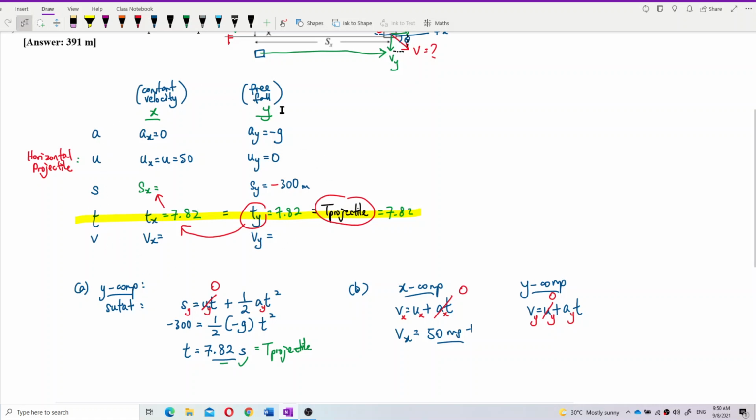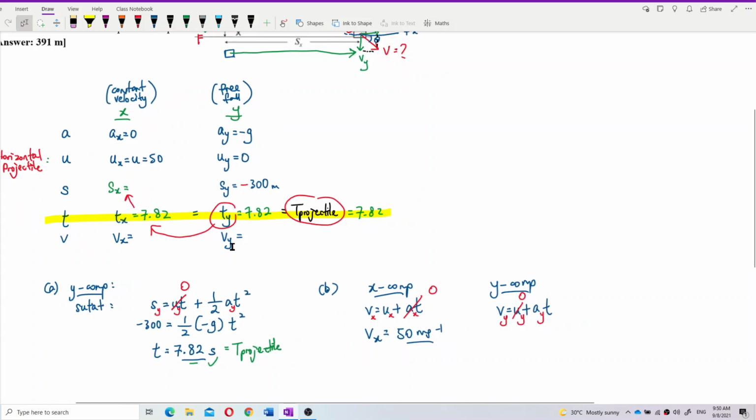So this table will help you a lot in solving the problems for projectile motion. Gather your information in a table first. Now we want to find Vy. Ay is negative g. Just substitute. Remember, the g itself is a positive value, 9.81. So you get negative 9.81. Time taken is 7.82. So calculate what's the answer.